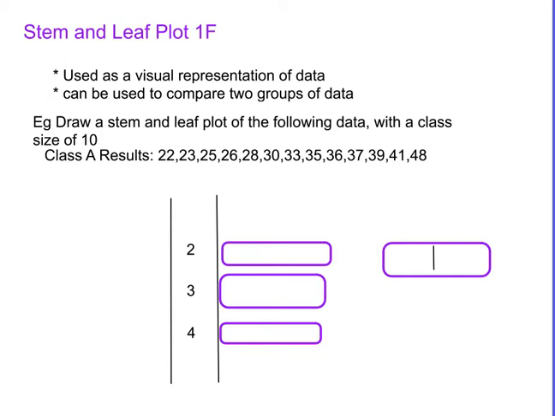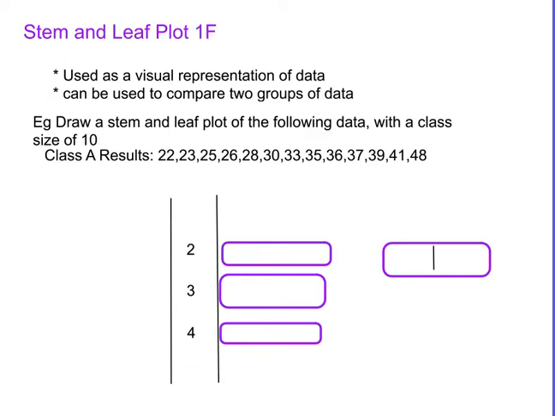Typically, the questions you're going to be asked to complete today is you'll be given a set of data, as we can see from our example, that we've got classroom results in the 20s, in the 30s, and in the 40s. Then the question will give you some guidance about how to set up that stem and leaf plot. So in our example, it's looking at doing class sizes of 10.